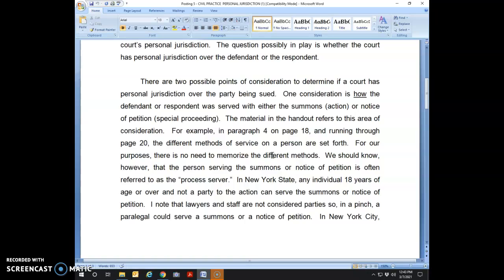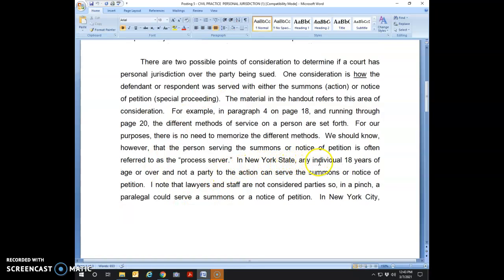So that's really how we're going to do it. Neither I nor any staff is going to be hung up about how we do it. I need to know in case we run into difficulties, or better said, if the process server runs into difficulties. But I think it's an undue burden to have you memorize those different methods. What we want to know is that the person serving the summons or notice of petition is, as I say in the handout, descriptively known as the process server.